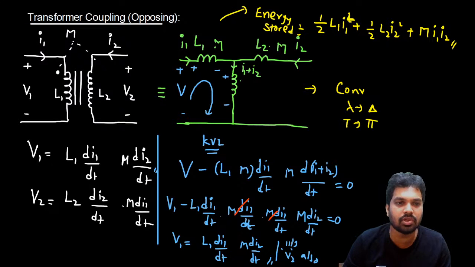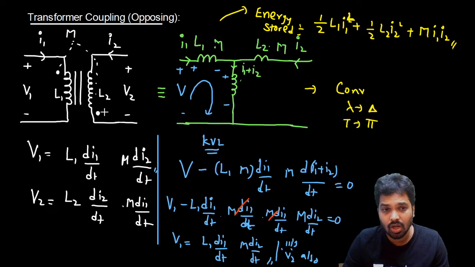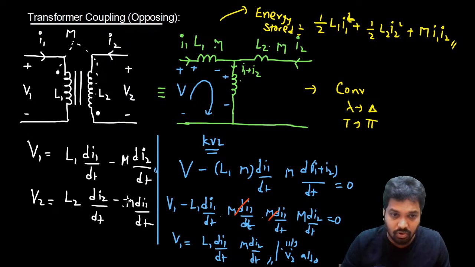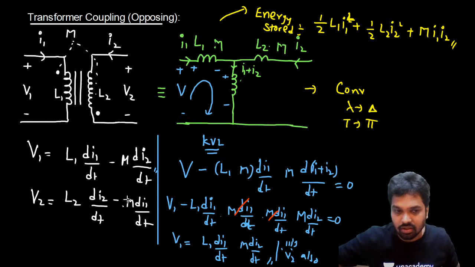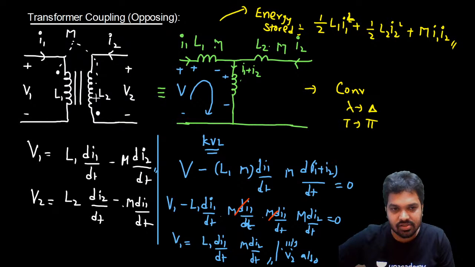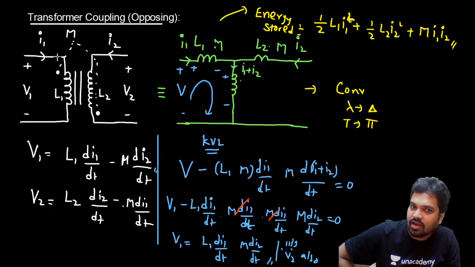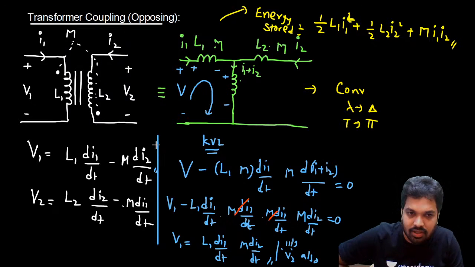Right. See here, simple thing, simple rule. So here you take the dot. Okay, now minus. I want to explain. Wait. See here. Sir, why is it opposing? One explanation is that current is entering through the dot here and leaving through the dot here, so it is opposing.